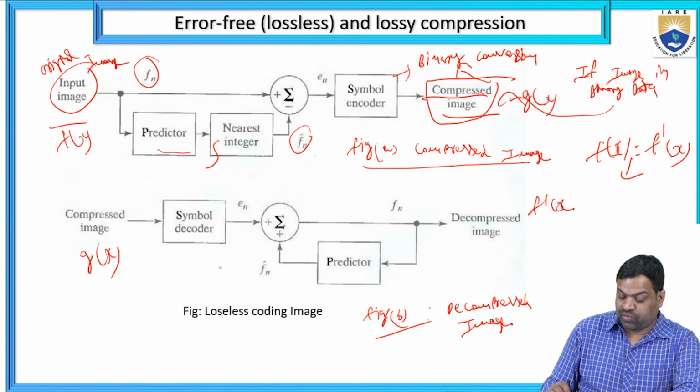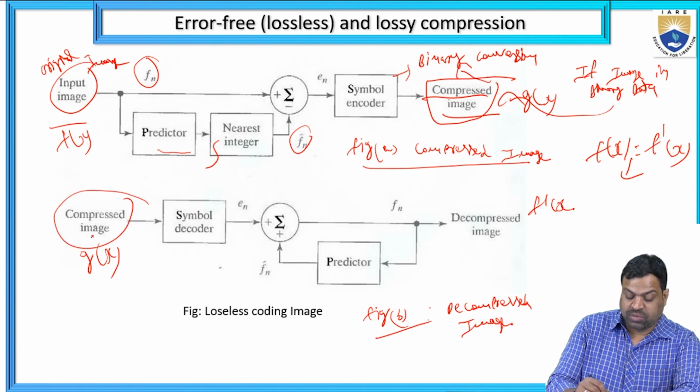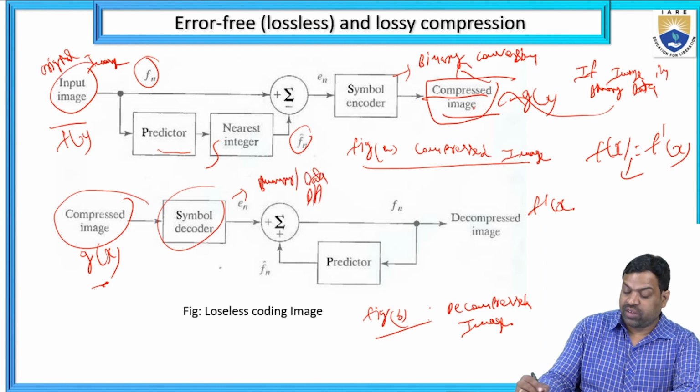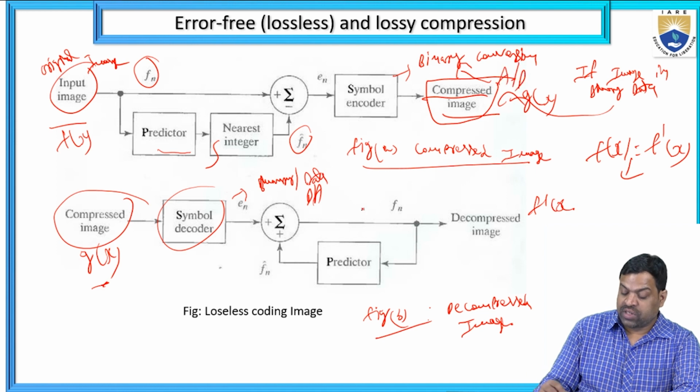Now in figure B, the compressed image g of x goes to the symbol decoder, which converts from binary back to data. That means D to A, here A to D. Then D to A goes to the summation. The predictor predicts the original image, and the decompressed image means the original image.